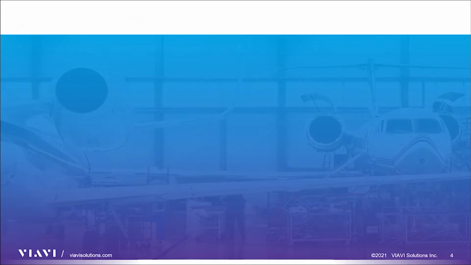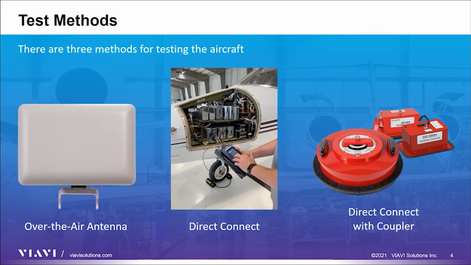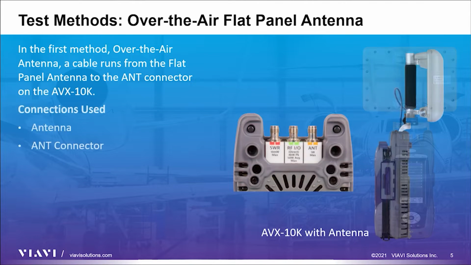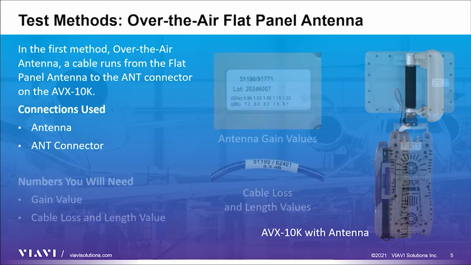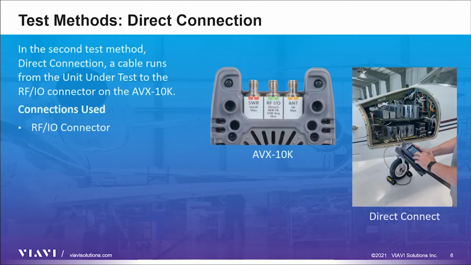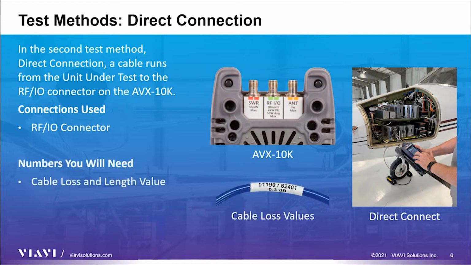There are three connection methods for testing the aircraft: over-the-air antenna, direct connect, and direct connect with coupler. In the first method, antenna, a cable runs from the flat panel antenna to the ANT connector on the AVX-10K. Familiarize yourself with the location of the loss value label on the antenna and connection cable for use later in the setup process.